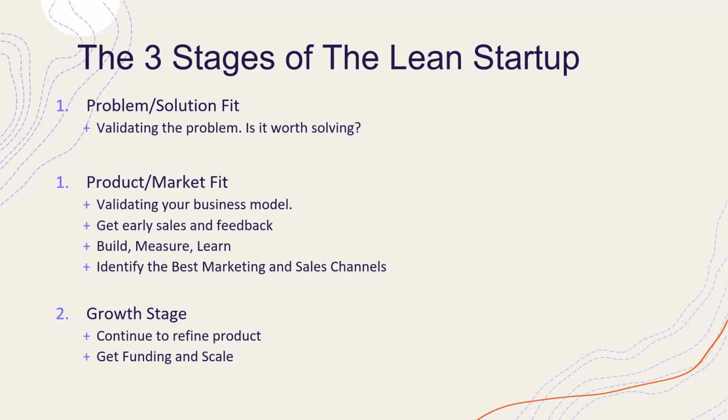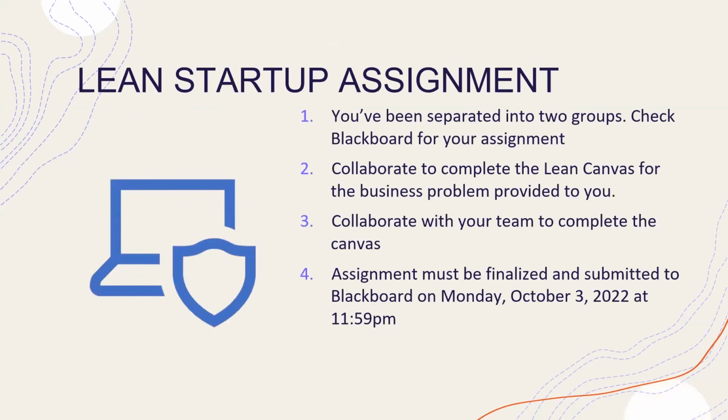Now let's get into the assignment for Business 469, the Lean Startup Assignment. So what I've done is I've separated you all into 2 groups. And if you aren't sure what group you're in, you need to go to Blackboard and look, and see which group you're on. You're going to work together to complete the lean canvas for the business problem that is noted in Blackboard. So you have full instructions there. You're going to work with your team to complete the canvas, and then your assignment is going to need to be finalized and submitted to Blackboard on the due date that is noted on the screen.